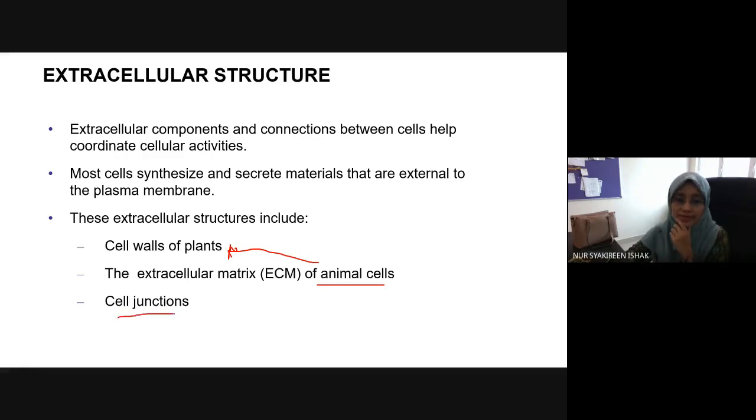And then you have cell junction. So cell junction, there are 4 types, of which we will look at later. So it says here, most cells synthesize and secrete materials that are external to the plasma membrane. So the synthesis of this component is within the cell, but they are excreted out, okay, to be component outside of the cell. Okay.